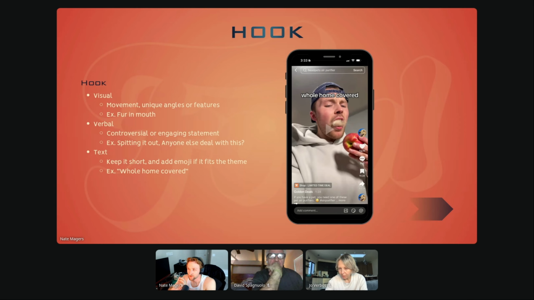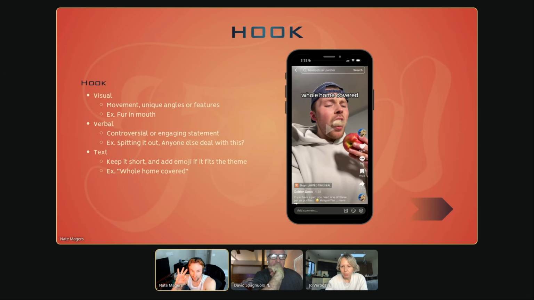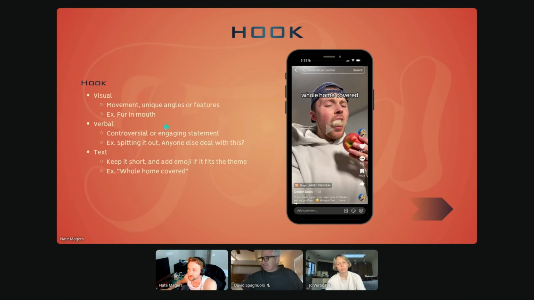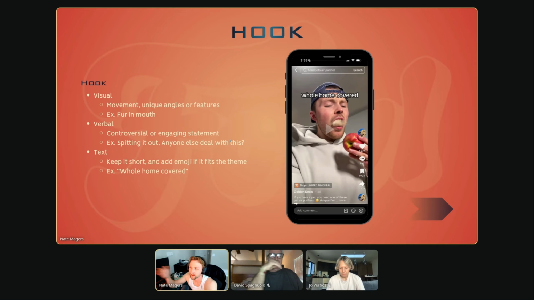If you use a text hook, you don't want it to be the same, because think about it, you have 3 hooks. If 2 of them are the same, you lose a hook because they're identical. Now you're down to 2 sources of trying to get people engaged rather than having 3. So it needs to be related, but not the same. You can't have your hook say, anyone else deal with this, and then put this exact text on screen. People are reading it and hearing it. It's just a double up. You don't want that. You've got the 3 opportunities, use all 3.